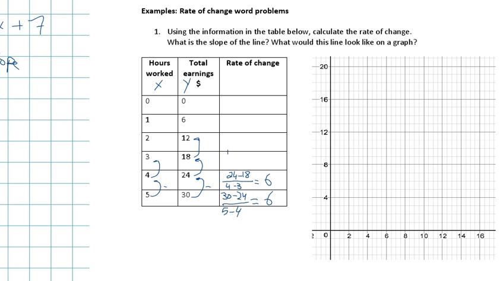That's what I'm looking for. The graph is coming together afterwards. I'm going to have to graph the points. 12 minus 6 over 2 minus 1, so that's a 6. 6 minus 0 over 2 minus 1, 6. So the slope is 6.